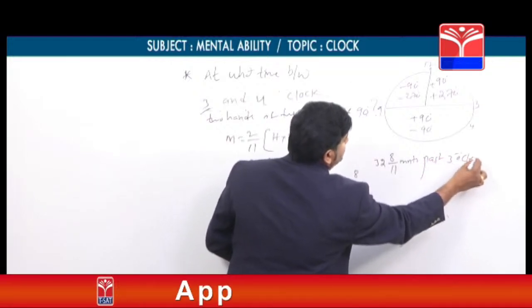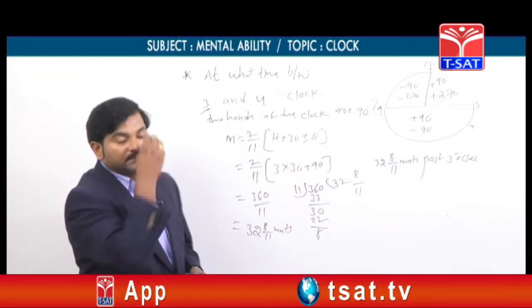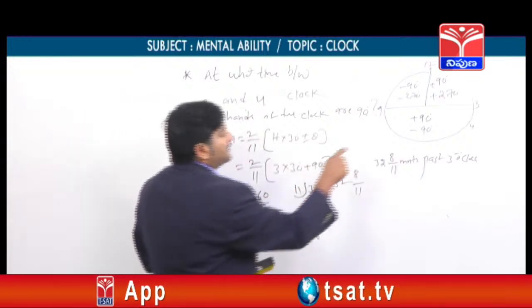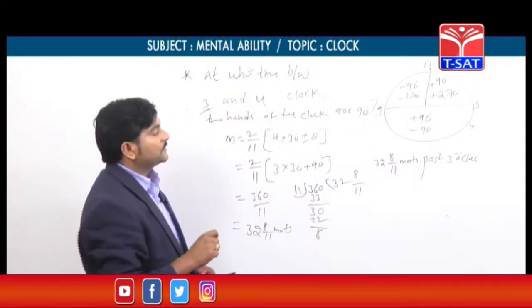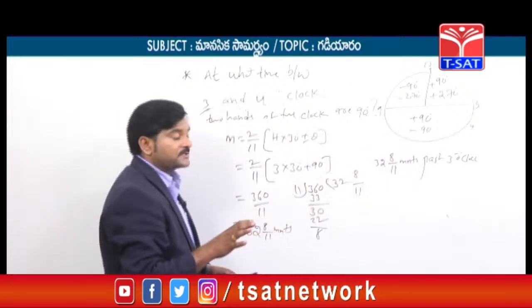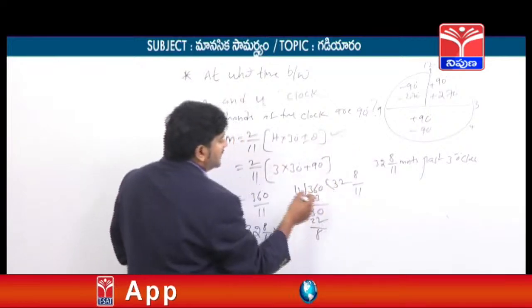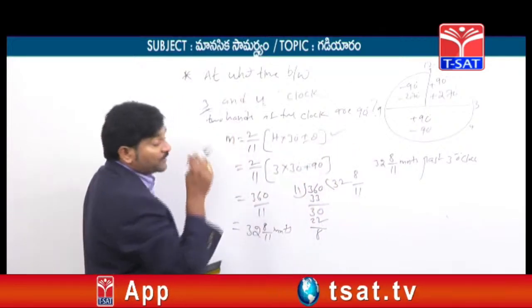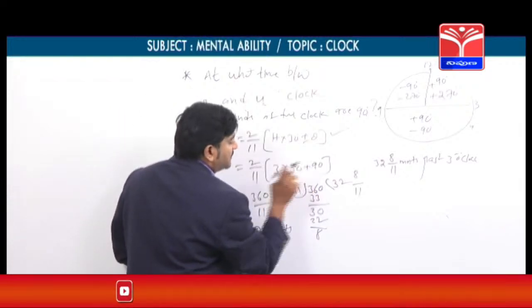So at this time exactly the angle between the two hands is 90 degrees. This is only case 1 because I am taking theta is equal to 90 only. Again we need to take theta is equal to minus 90. See, observe interestingly, this formula is same. Instead of plus 90, I need to take minus 90 now.